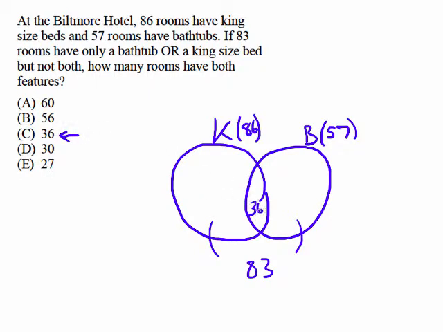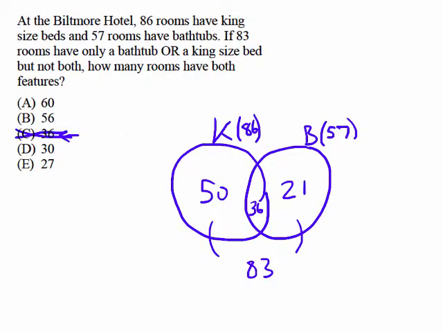If there's 36 here, then how many are here? Well, if the total number of king-size beds is 86 and there's 36 here in the overlap, that means I've got 50 here. And if there's 36 here, then out of 57, I've got 21 here. Now, is 50 plus 21 equal to 83? Well, no, it's not, right? 50 plus 21 is 71, not 83. So I know that C is wrong.